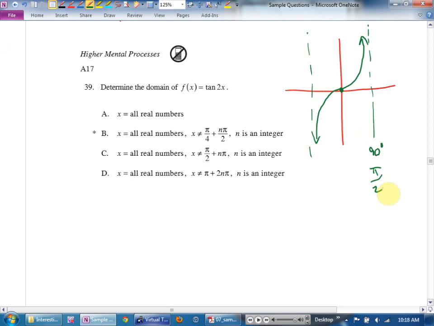So normally the domain is all reals, but x can't be equal to pi by 2, and then every pi after that, because that's the period. Except, Leslie, what's in front of the x here? That's going to be a horizontal compression by a factor of 2. There it is. Had a request for 37? Yes.